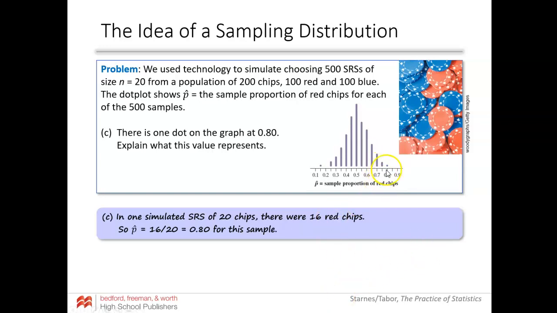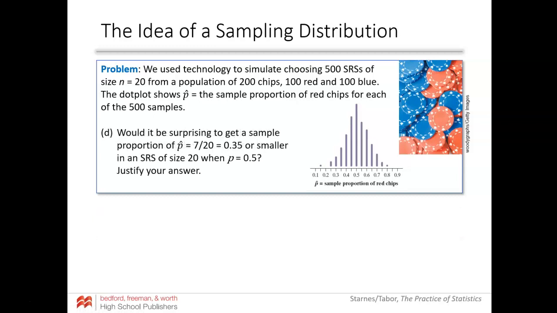In one of those 500 simulations, where they pulled 20 chips, there were 16 red chips. So where'd they get the 16 from? Because they had to think backwards. Okay, 0.8 is 80%, and then what out of 20 would have been 80%? So they did a little backwards math there.